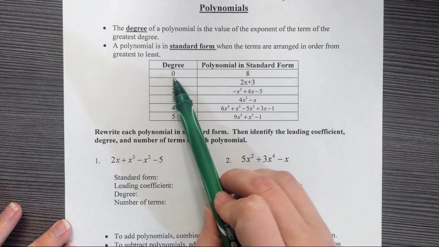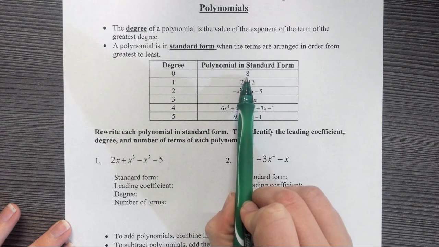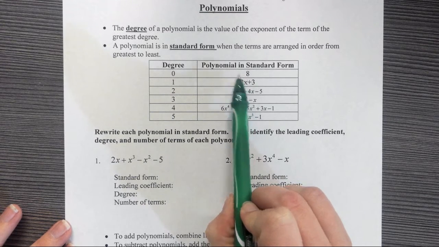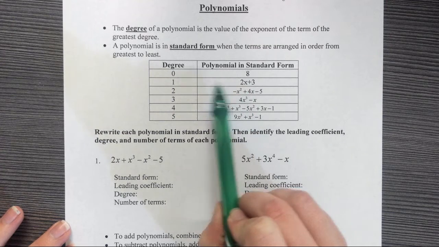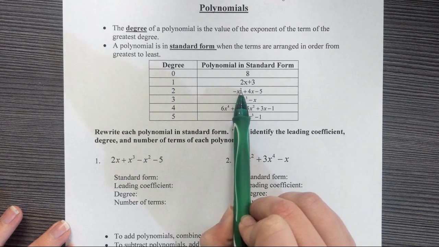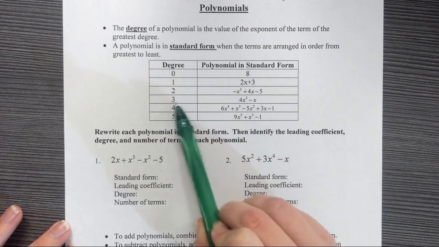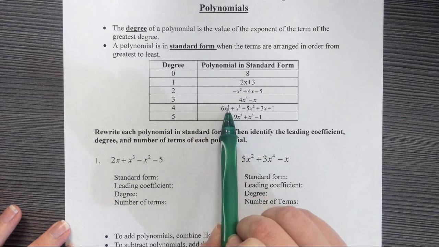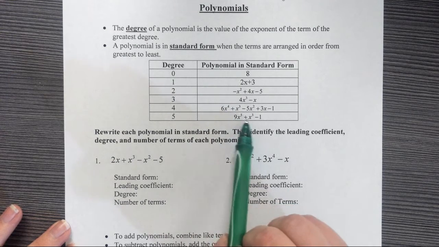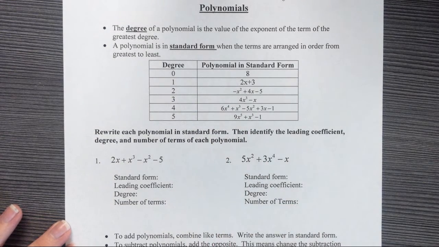So some examples: if you don't have any degree at all, there's no variable. You won't see an x, a y, a z, anything. If you have a degree 1, it's just the variable. Degree 2 has an exponent of 2. Degree 3 has the largest exponent of 3. Degree 4, you can see it, the largest exponent is 4. And degree 5, the largest exponent is 5. That's pretty self-explanatory. So just make sure you know the largest exponent.